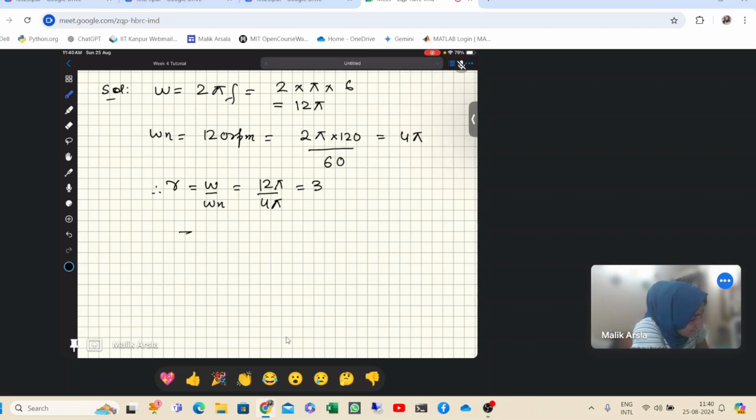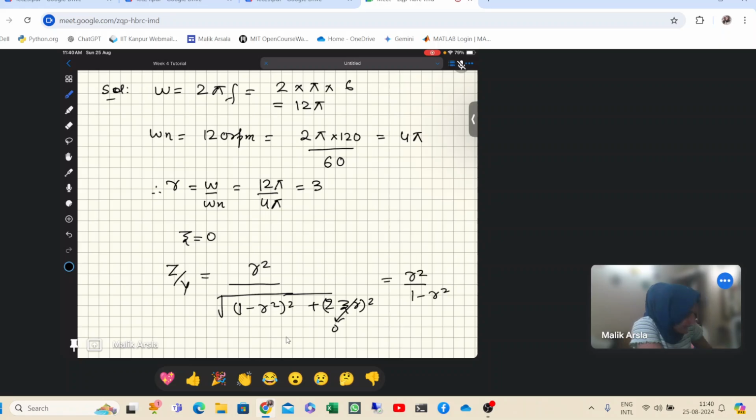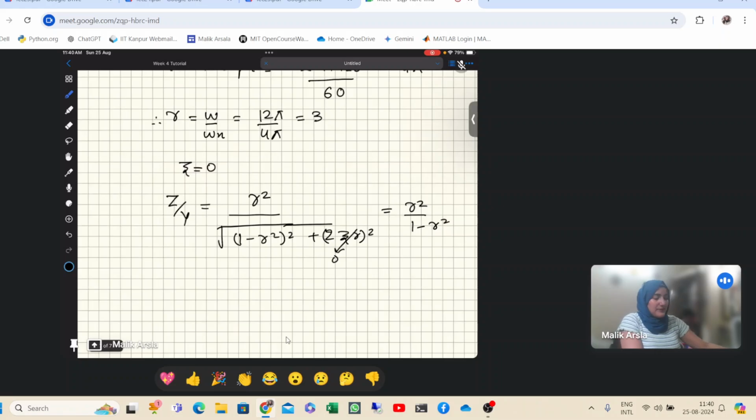Now since zeta is 0, you know that Z upon Y is R square upon under root of (1 minus R square) whole square plus (2 zeta R) whole square. Now this term is 0, so it becomes R square upon 1 minus R square. That is why I am simply writing R square upon 1 minus R square, because we do not need to repeat writing this big expression. When zeta is equal to 0, we will simply write R square upon 1 minus R square. Now here we can put the value of R and we can put the value of Z also.